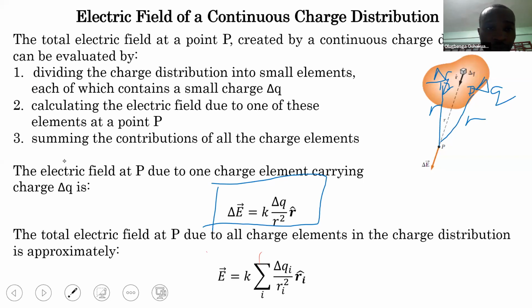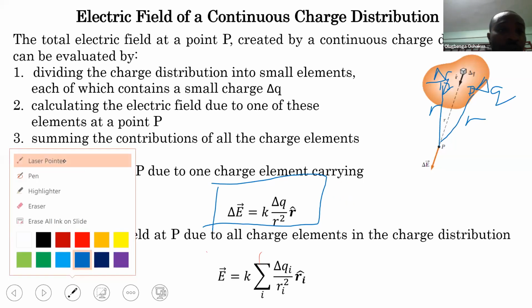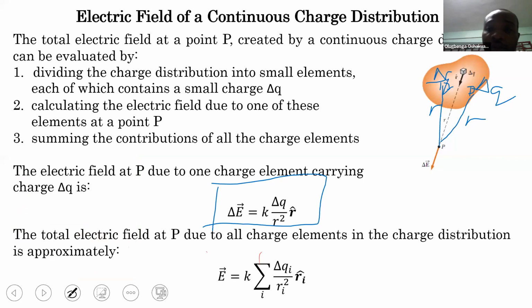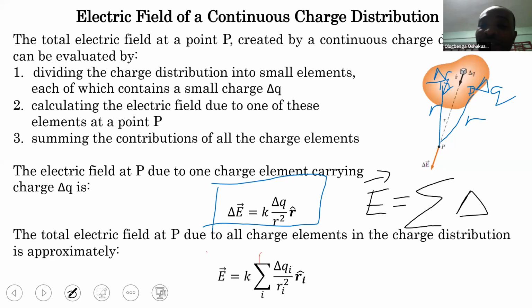Now, if we know all the delta E's, our E, which is a vector quantity, can be said to be equal to a summation of all the delta E, or let me say delta E_i. So for all the delta E_i, let's say for i under the summation, for all the delta E's, we add them together.